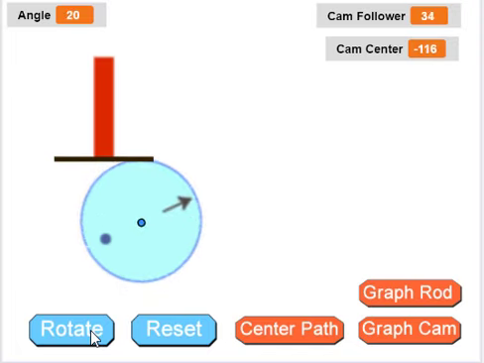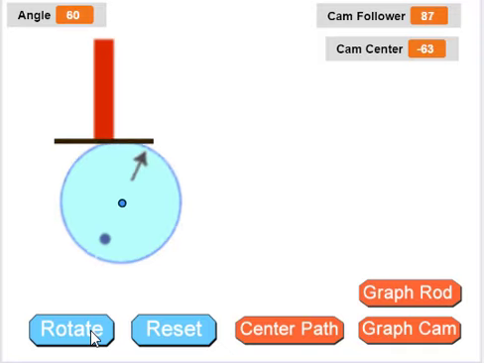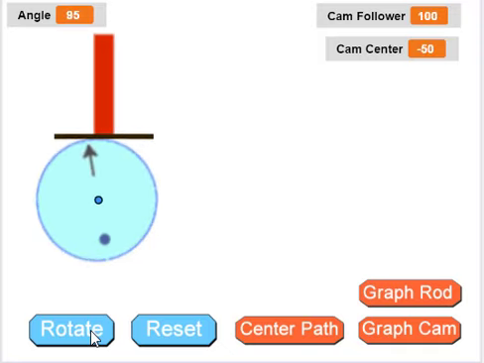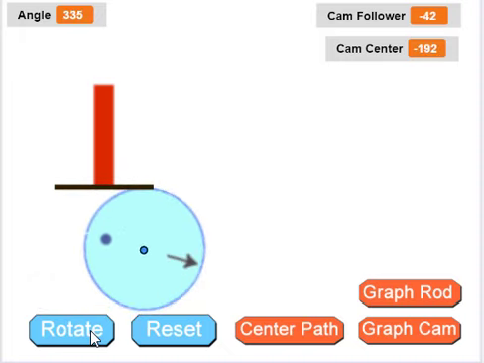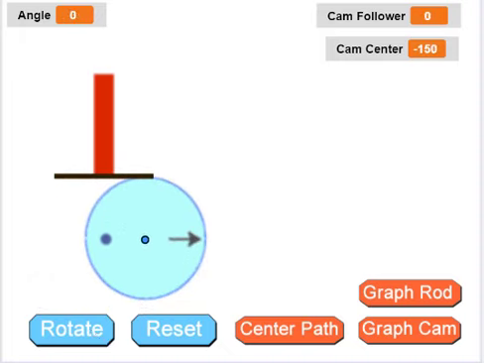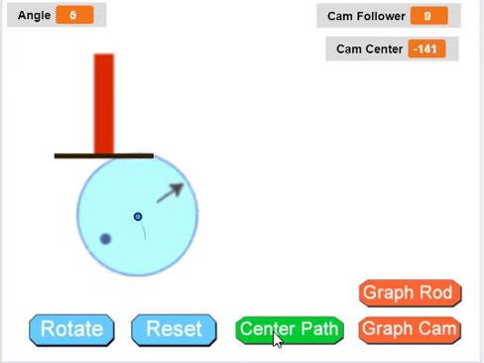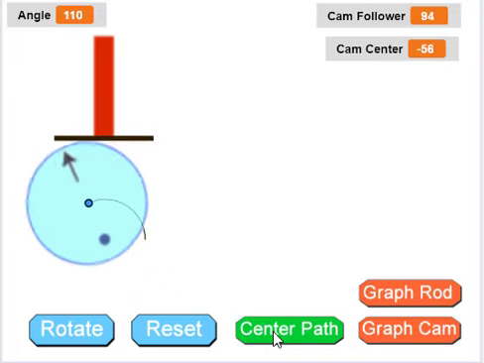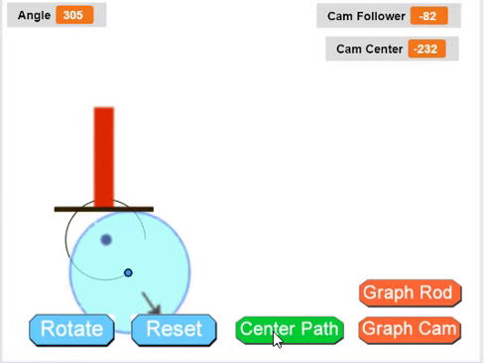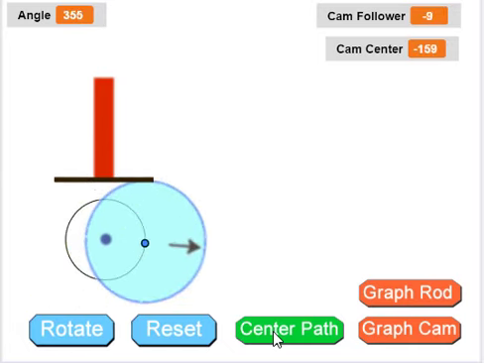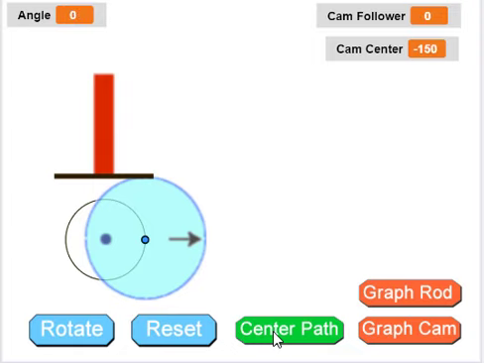The center of the cam, shown as a blue dot, rotates around the pivot point, and it creates a circle. We can demonstrate this by graphing the path of the center of the circle. So as we go around the pivot point, we can trace out the path of the center of this cam, and we can see that it does in fact make a circle around the pivot point.